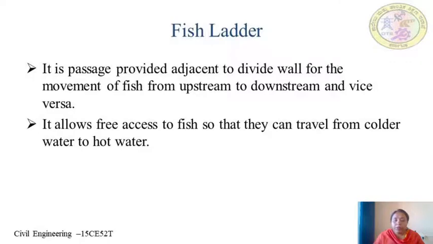Next, coming to the fish ladder. That is the fish ladder. It is a passage provided adjacent to the divide wall for the movement of fish from upstream to downstream and vice versa. It allows free access to fish so that they can travel from colder water to warmer water.